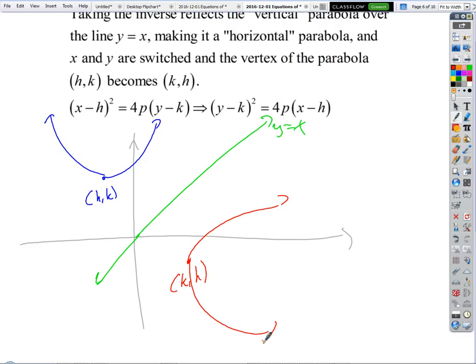So what do we end up doing then? The x minus h became a y minus k because we swapped the x for a y and the h for a k, right? The y minus k turned into an x minus h. So that's all you've got to do. If I want to take this equation of a vertical parabola and make it a horizontal one, I'm just going to flip those positions of those things, right? That's it. Okay?